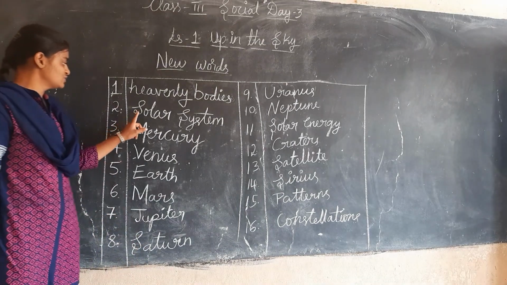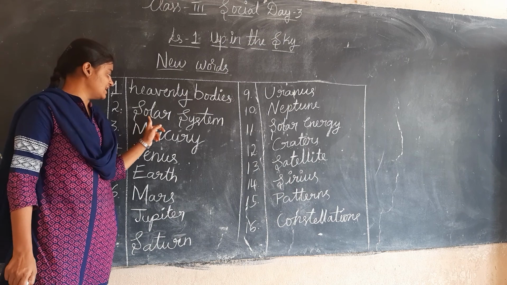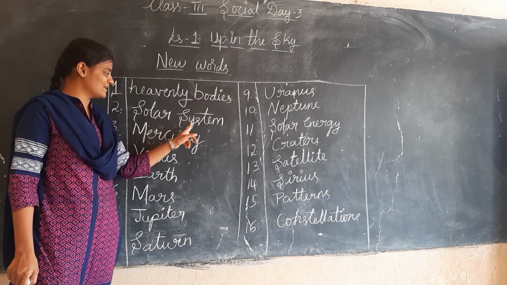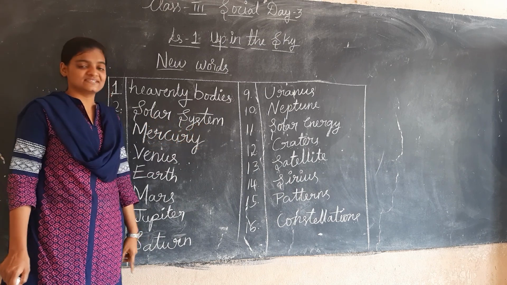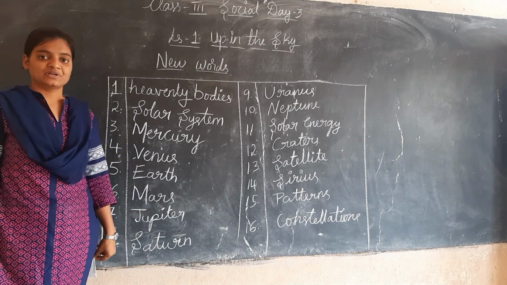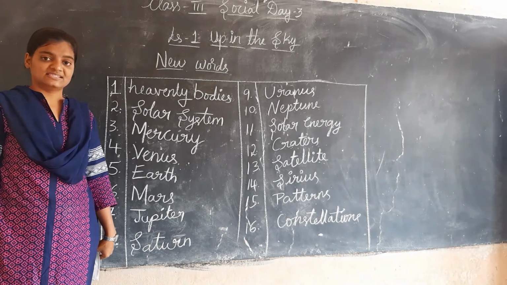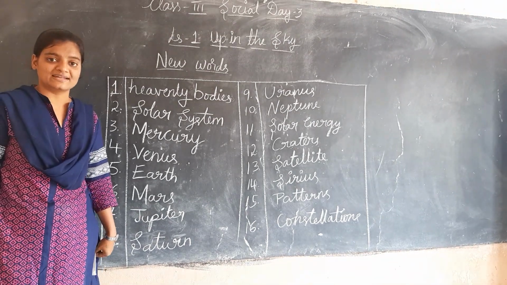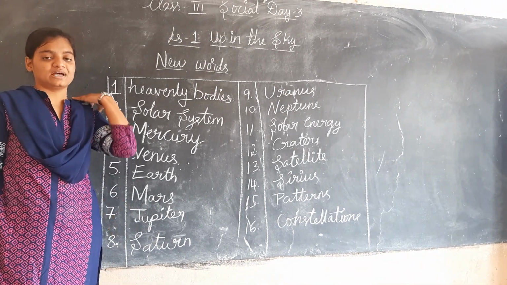Next one. Solar system. S-O-L-A-R, solar. S-Y-S-T-E-M, system. Solar system. What is the solar system, children? The sun, moon, stars and planets together form a solar system.